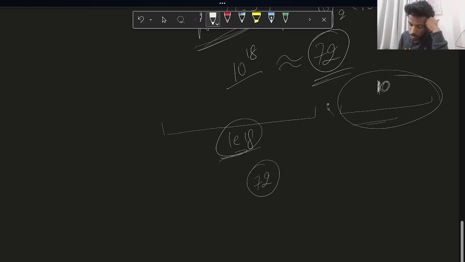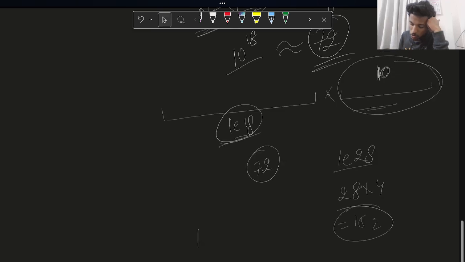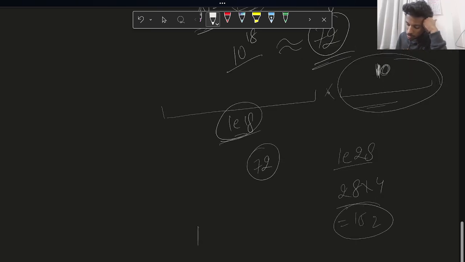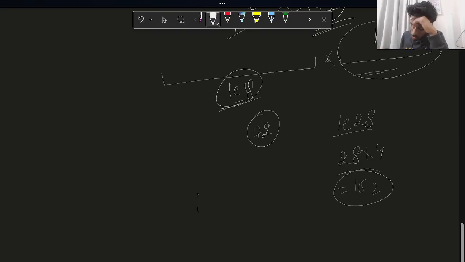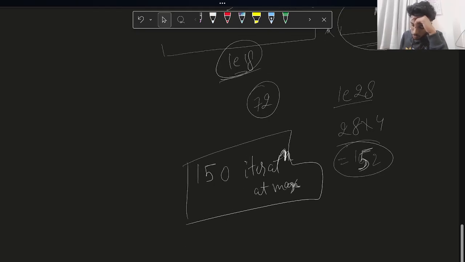Suppose there was no decimal point here. So this value would be 1e28 nearly. So we can write it as 28 into 4, so nearly 150 iterations. Although you will never be asked to calculate with so much precision, like 10 digits, but suppose. In that case, we need only 150 iterations at max, for any loop.